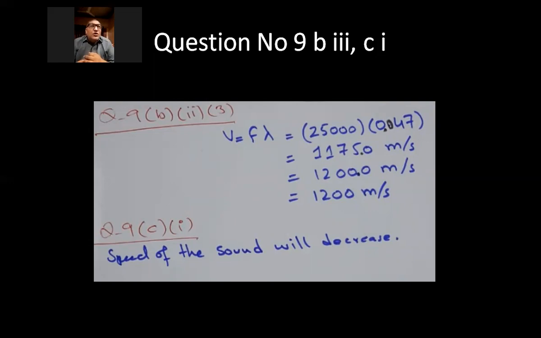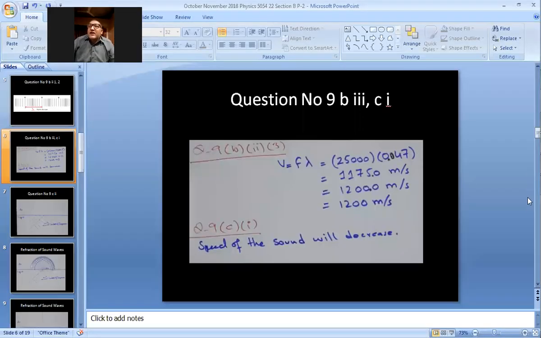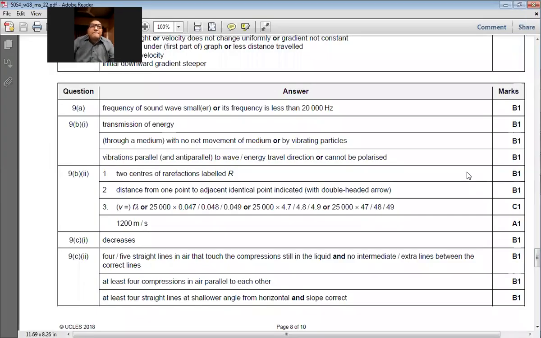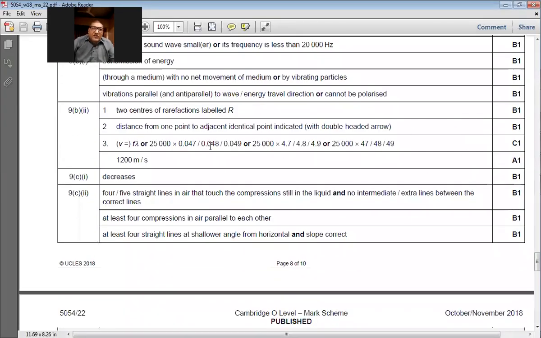If you write it in 2 significant figures, it will be 1200 meter per second. So hopefully you have understood. So let's check what the marking scheme has to say. The marking scheme says 1200 meter per second, and 0.047 meter will be the wavelength. When you measure it, it will be in centimeters, and then divided by 100, it will be converted into meters. So let's go to the next part.